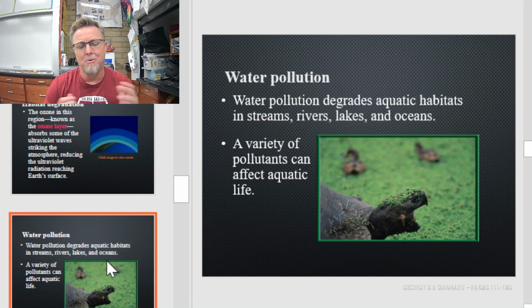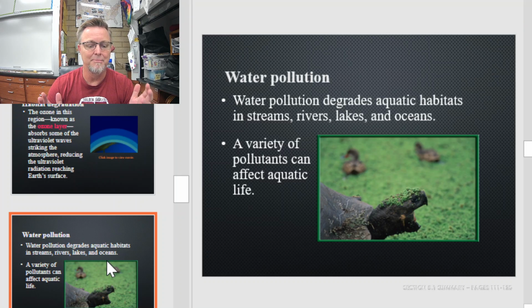Water pollution. Water pollution, again, pretty self-explanatory. When we put chemical compounds in water, like phosphorus and nitrogen, we can degrade aquatic habitats, streams, rivers, lakes, and oceans. Now, you might ask yourself, well, how do I do that? I've never seen somebody just dump phosphorus into a lake, and they don't. But what we do is we put fertilizer on our lawns. We, in some cases, have raw sewage and animal waste that makes it out into these bodies of water. And all of that stuff carries those aforementioned chemicals.